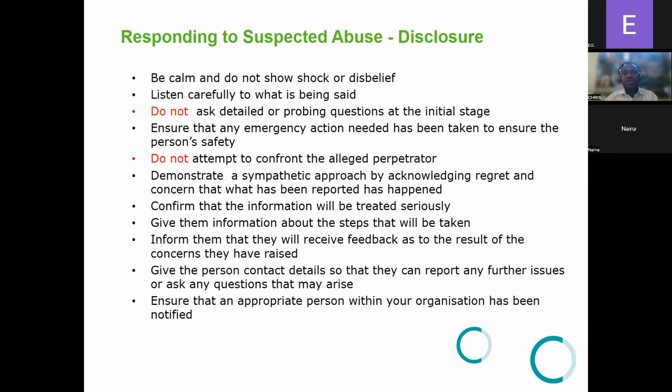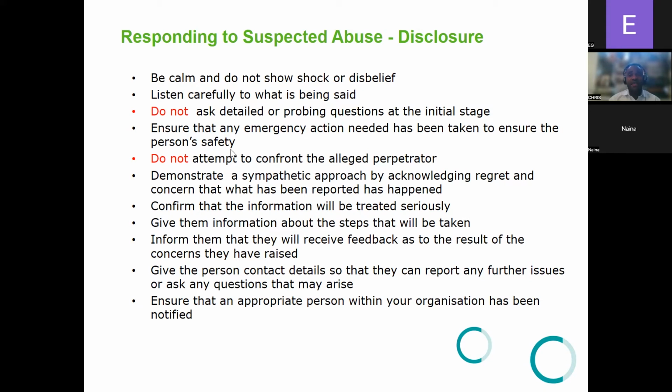Number 3, do not ask detailed or probing questions at the initial stage. Why? For the same reason that I gave you. If you're asking detailed questions, it may block their memory of the things that they want to download to you. So just listen to everything that they are saying. Don't ask detailed or probing questions at the initial stage.